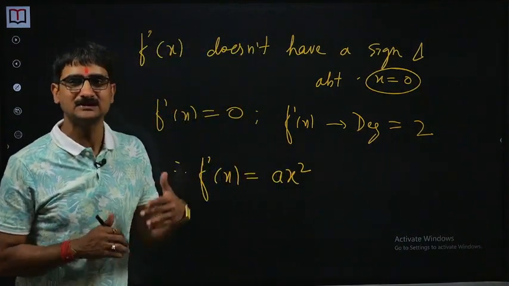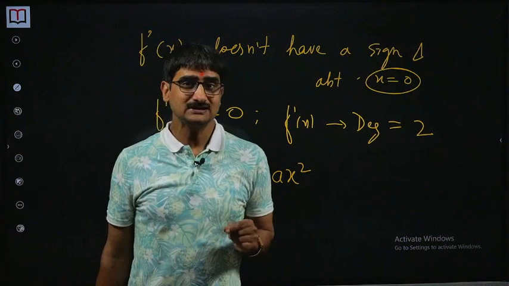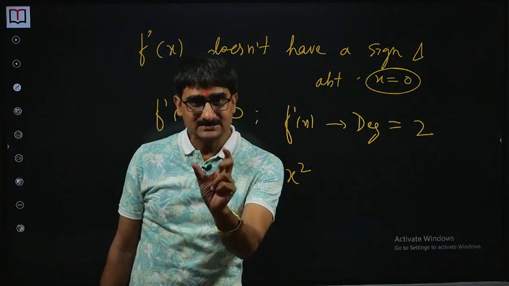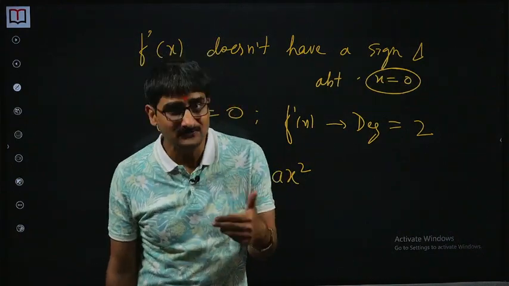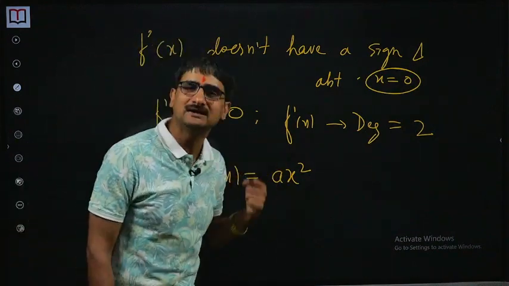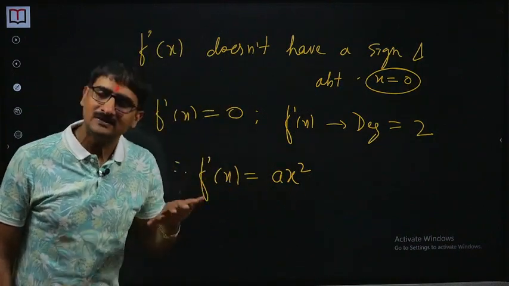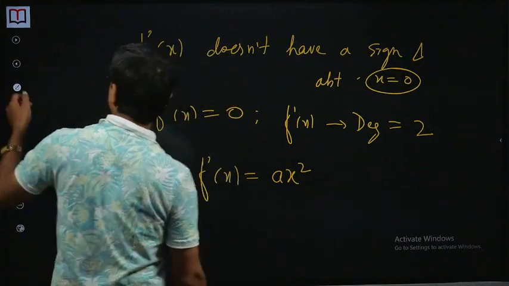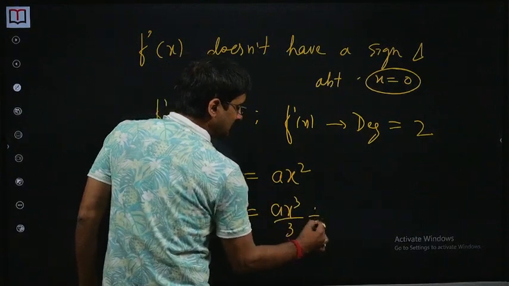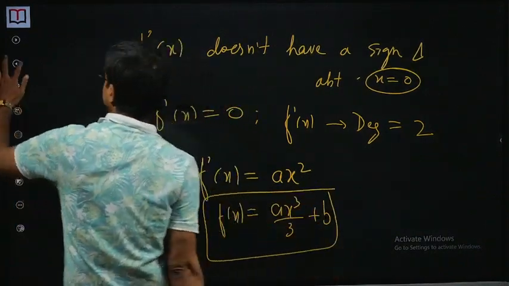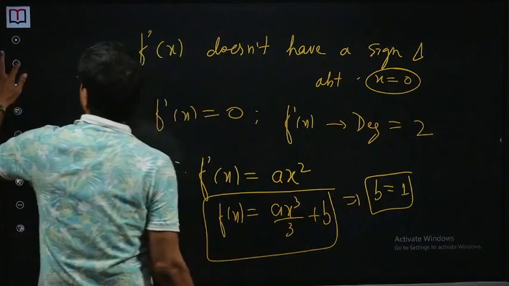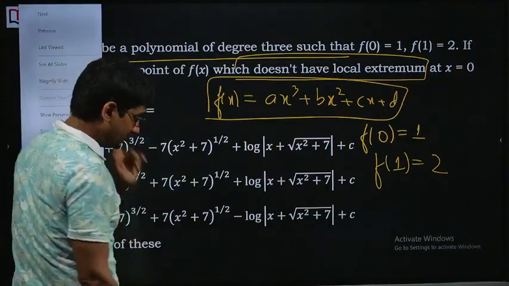Again I am repeating, f x is a third degree polynomial, so f dash x has to be a 2 degree polynomial, and since it has the root 0, whose factor should have an even power. Why? Because then only there won't be any sign change of f dash x about x equal to 0. Now if we integrate it, we get f x as ax cube by 3 plus b. F of 0 is 1, so b is 1. And we have one more thing, f of 1 is 2.